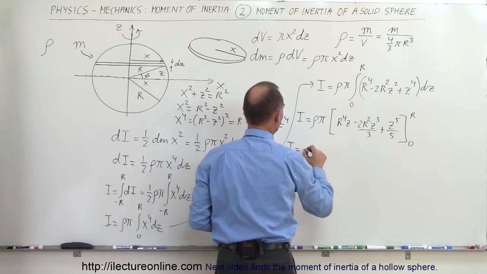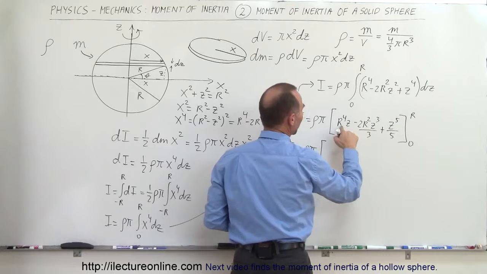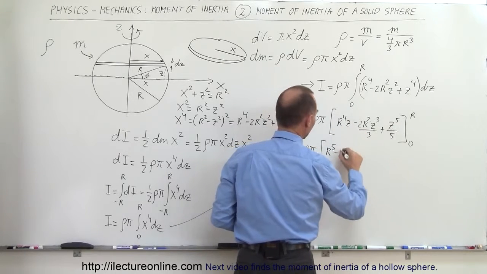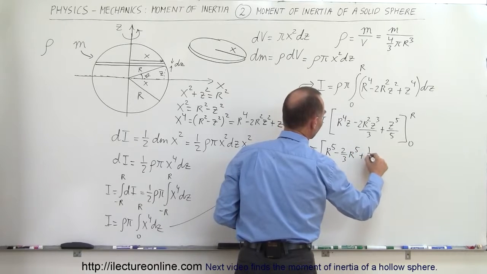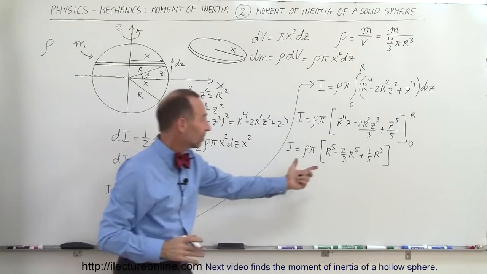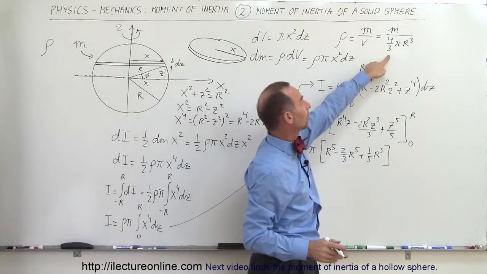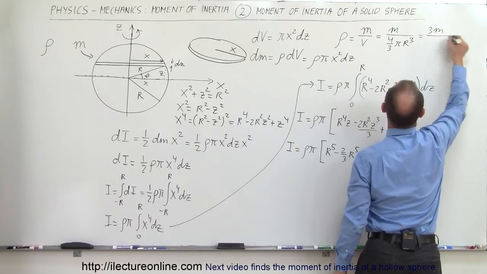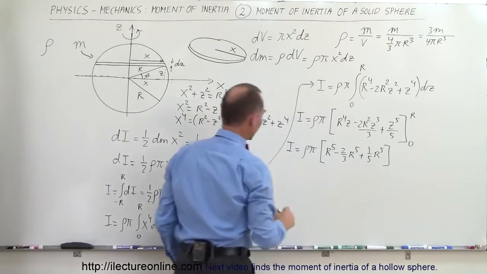So I is equal to density times pi times, so we plug in the upper limit, we get r to the fifth minus 2/3 r to the fifth plus 1/5 r to the fifth. All right, now we can combine what's inside the brackets, and then we can also replace rho with what rho is equal to right up here. Notice that this can be written as 3m divided by 4 pi r cubed. So let's go ahead and do that.